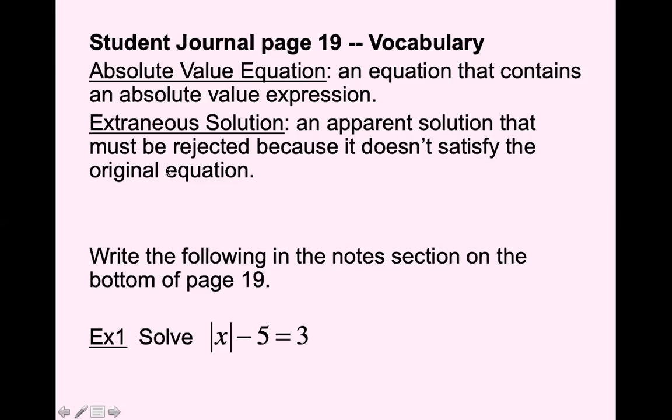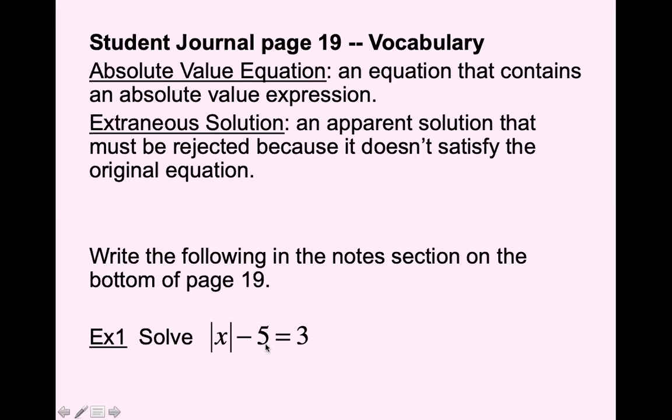All right, an absolute value equation is an equation that contains an absolute value expression. An extraneous solution is an apparent solution that must be rejected because it doesn't satisfy the original equation. So sometimes when you solve these, you'll get an answer, but when you plug it back into the original problem, it doesn't work. And we call that an extraneous solution. I would like you to copy this problem down into the notes section at the bottom of page 19 in your journal. So go ahead and pause the video, copy it down, and we'll go ahead and go through it.